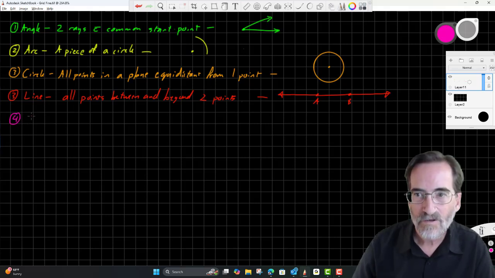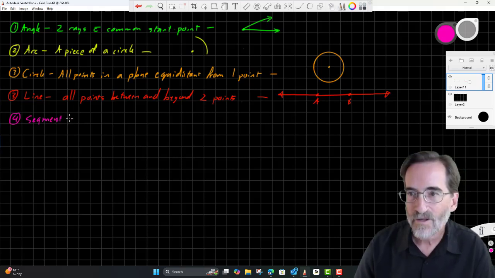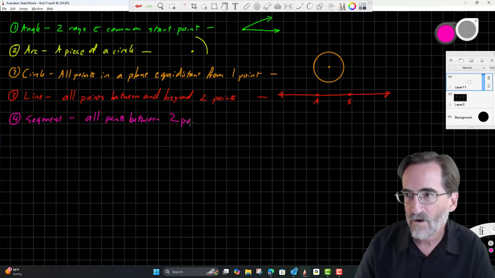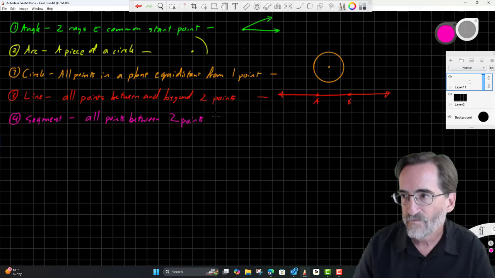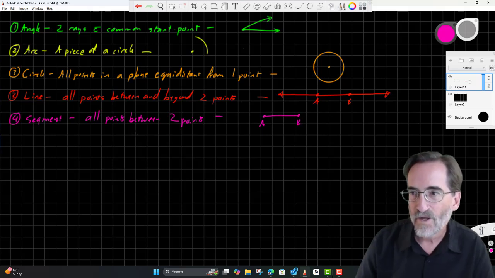Okay. Number 4. Line segment, or just segment. And I think this one got in there twice. Line segment, all points between 2 points. So I have 2 points, A and B. It's all the points between them. So it has 2 endpoints.